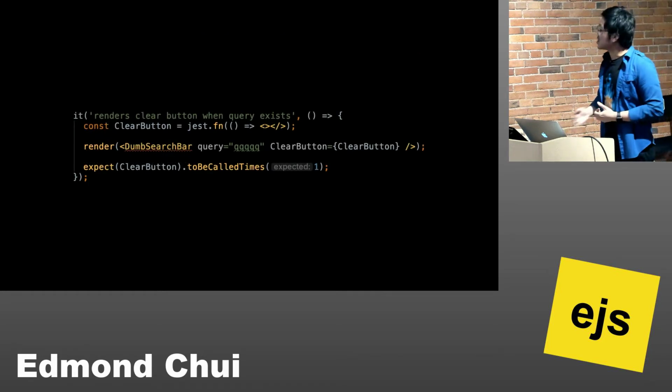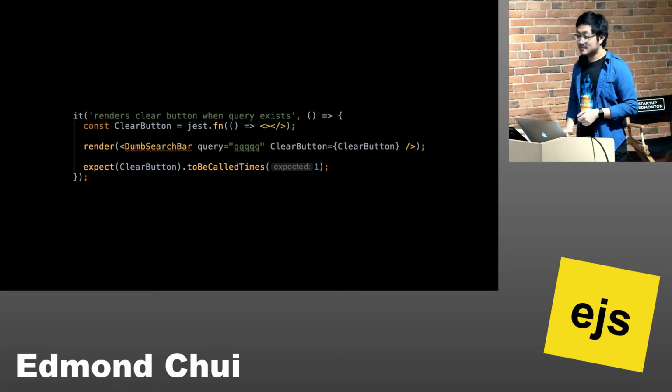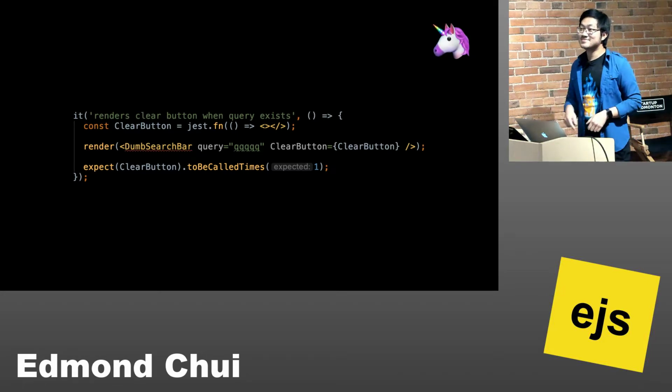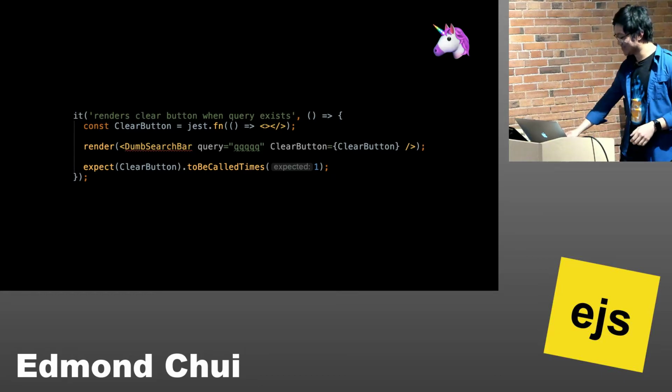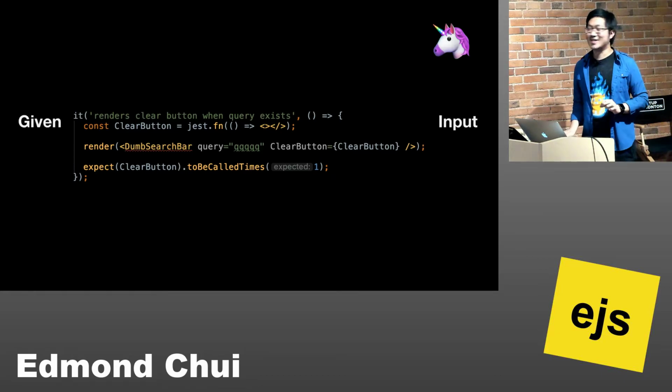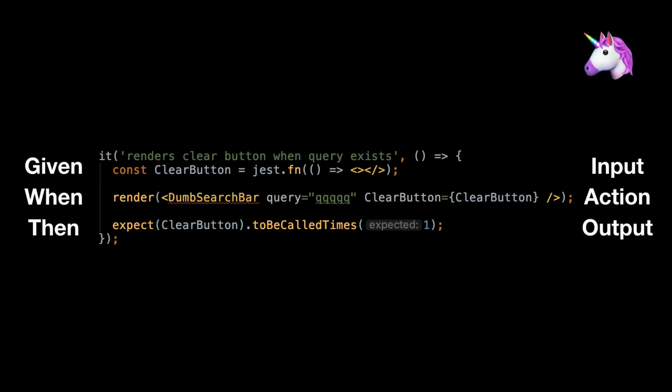Our unit test could look like this. This is where you clap. So 3 lines and a trio of well-designed test-driven development and the assertions that we need. Now, the first line here, clear button, is a mock function from our test utility.